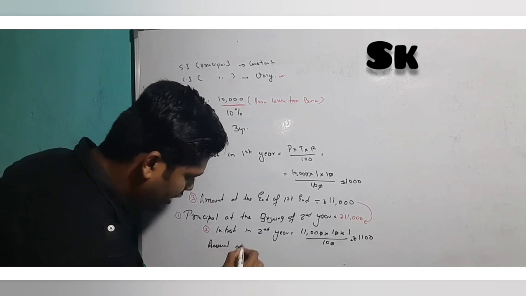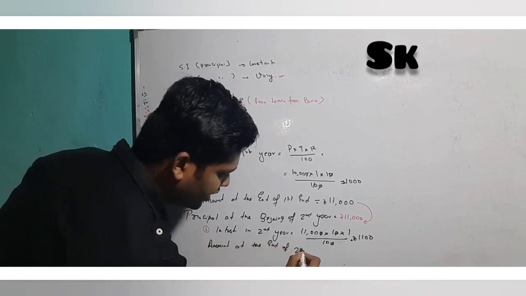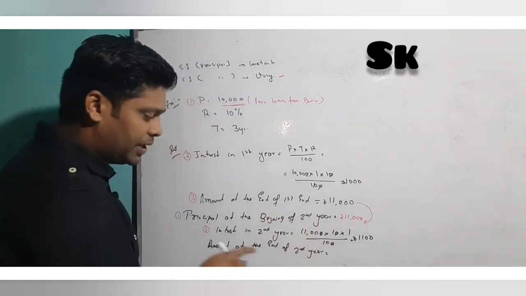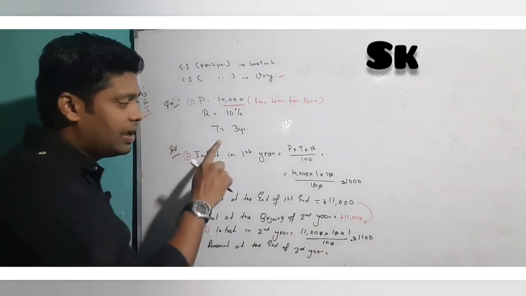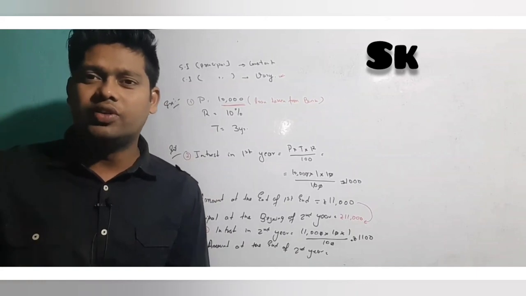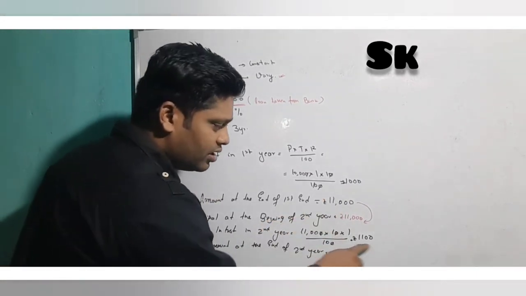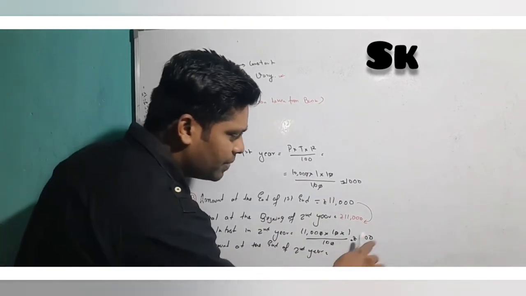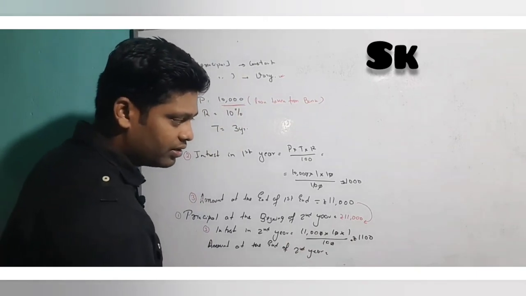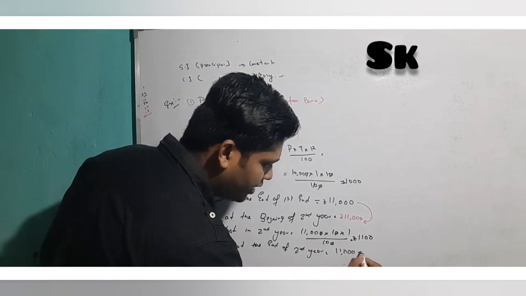Amount at the end of how much? Second year. How much will the amount be? Principal at the end of second year, not this one you will take. Principal at the end of second year with that of interest at the end of second year. Which one? Principal is how much? 11,000 and interest is how much? 1100. So it will be how much? 11,000 plus 1100. How much? 12,100.